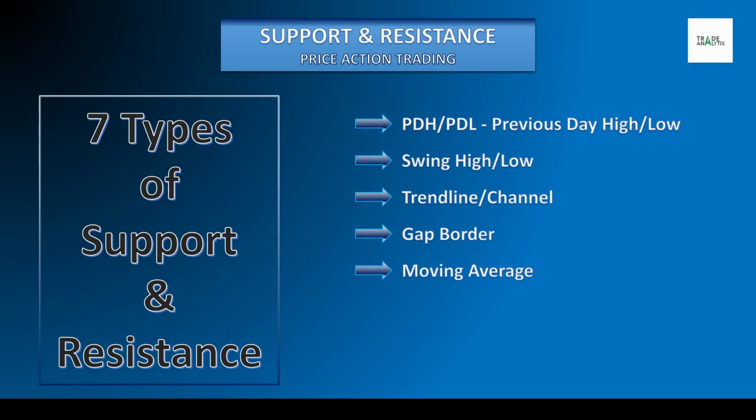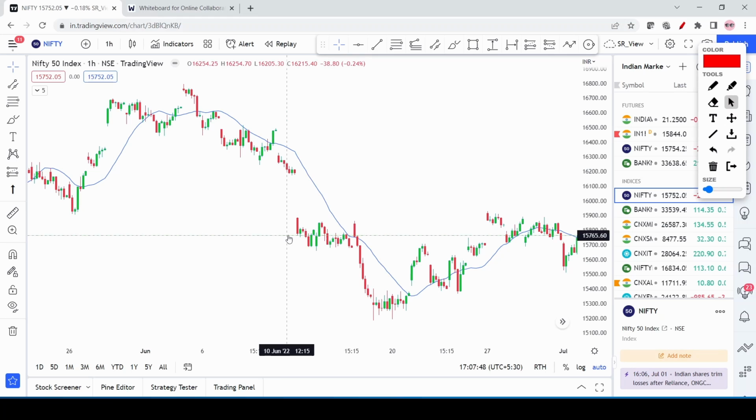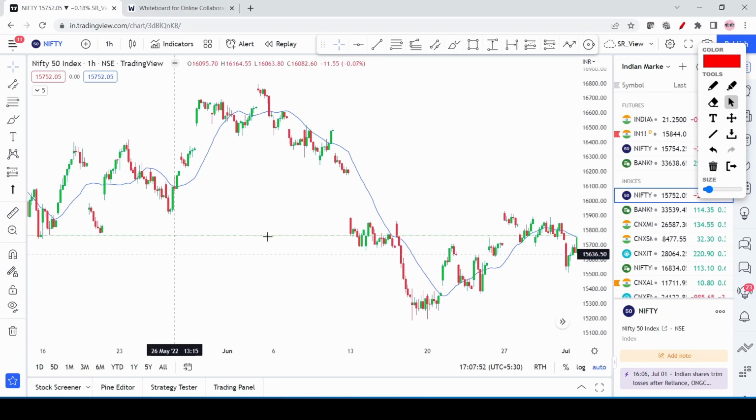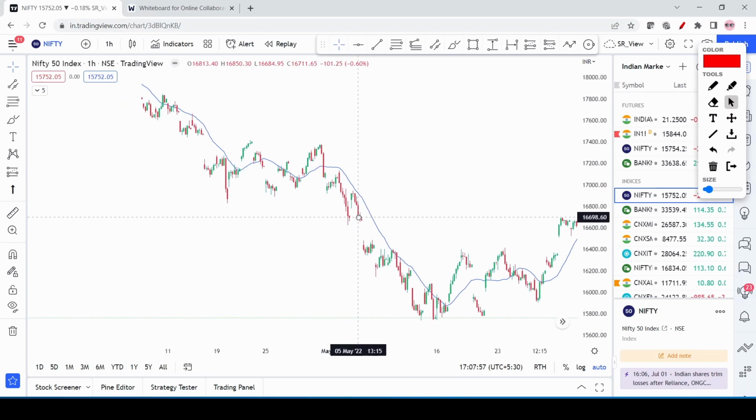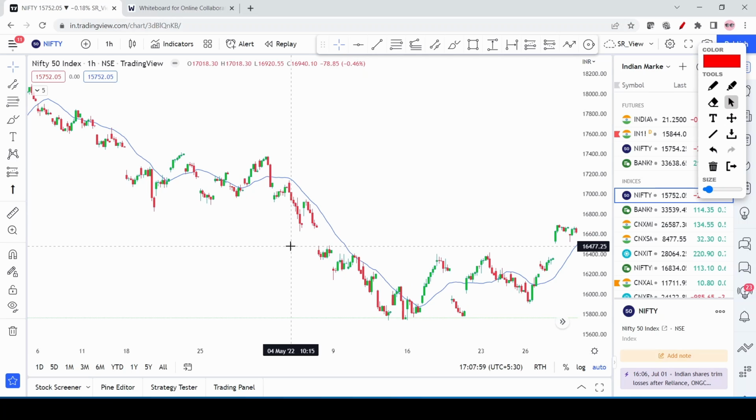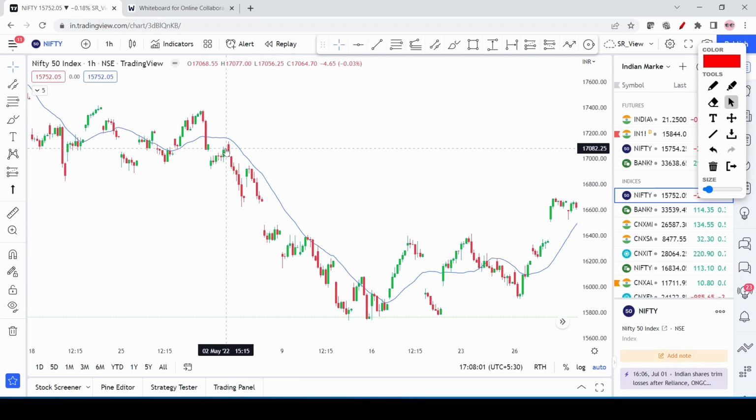The next type of support and resistance is the moving average. At least a few people are surprised that a moving average is also a support or resistance. Is it? I will show you. The moving average is also a very powerful support or resistance on a trending day. Let me take you into this example. We can see it was in a downtrend, and it was taking resistance on the trending day. So in a trending move, moving averages are very, very powerful.